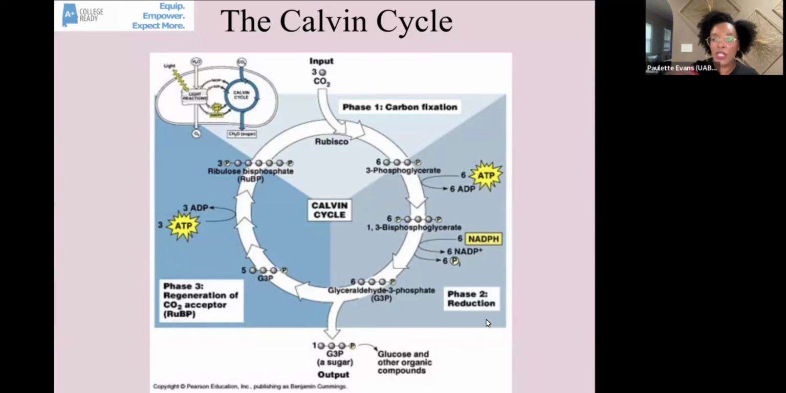So the second phase here is reduction, or donation of electrons to the sugar for bonding power. Then you have phase 3, which is regeneration of that original carbon dioxide acceptor, ribulose bisphosphate. So it's very simple. Bring in CO2, attach CO2 to a pre-existing sugar-like molecule. You're going to use ATP to destabilize and activate the pathway, a donation of electrons for bonding power, and you're going to generate glyceraldehyde 3-phosphate and eventually a larger sugar, glucose.